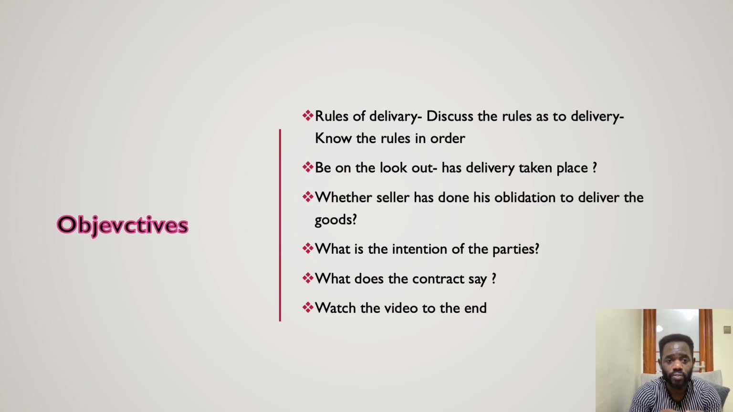Remember, the essence of this video is to look at the duties of a buyer and a seller in commercial transactions. And so you need to be able to look at a contract and examine it and be able to understand, has delivery taken place? What was the agreement of the parties? And for you to be able to process these rules of delivery, then consider watching this video to the end so that you get the entire overview of this discussion.